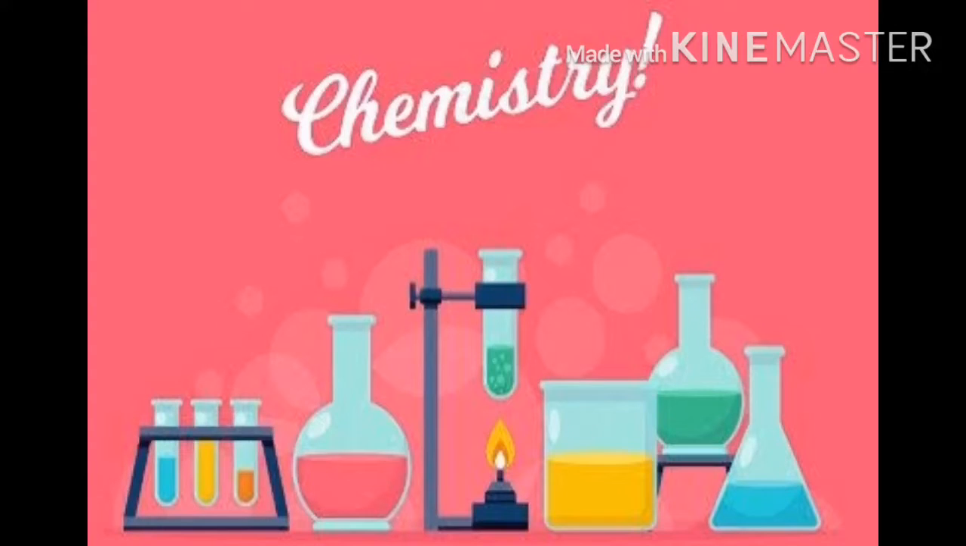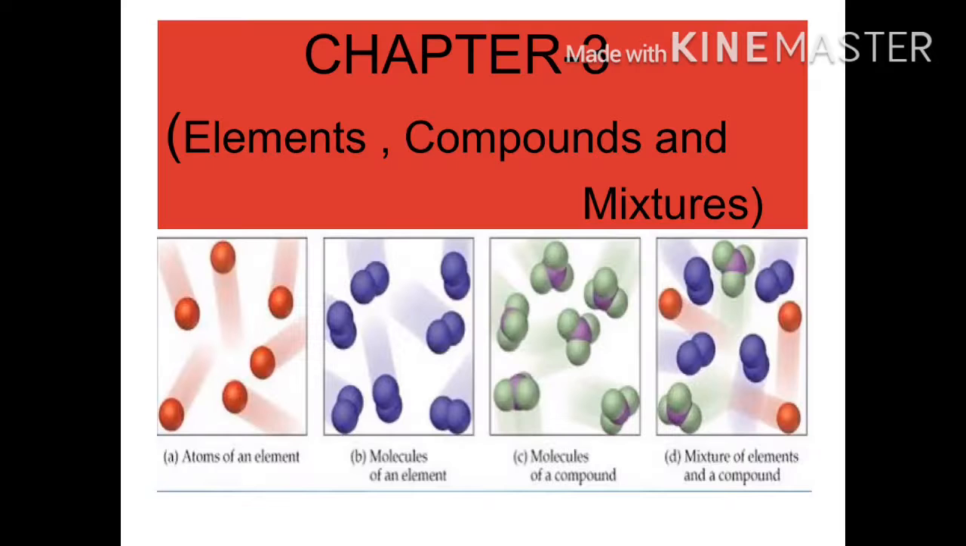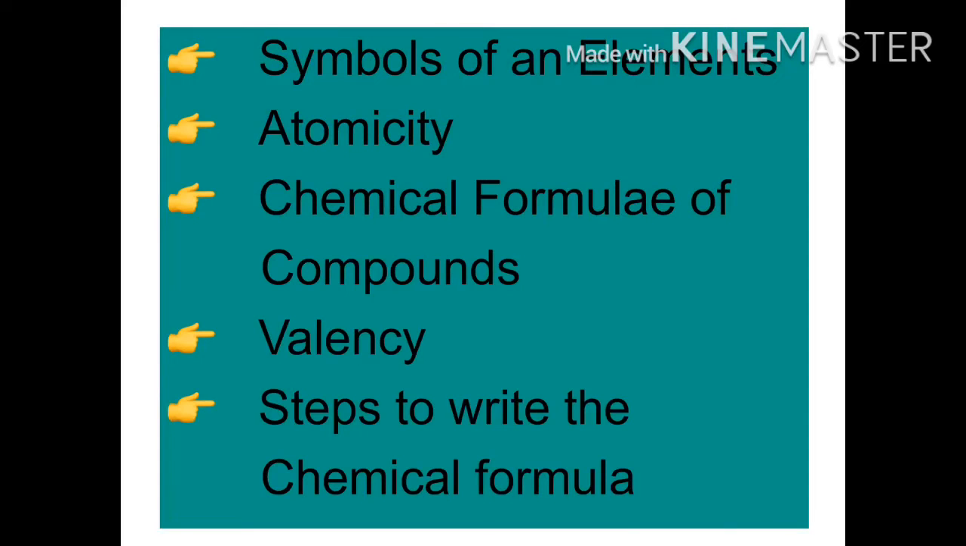This is your chemistry class and today we are going to start revision from chapter number 3, that is elements, compounds and mixtures. Today we are going to revise the topics: symbols of an element, atomicity, chemical formula of a compound, valency, then steps to write the chemical formula. So let's start with symbols of an element.